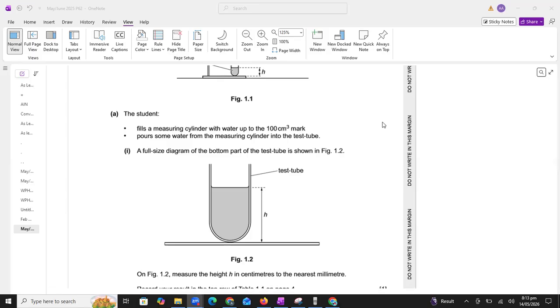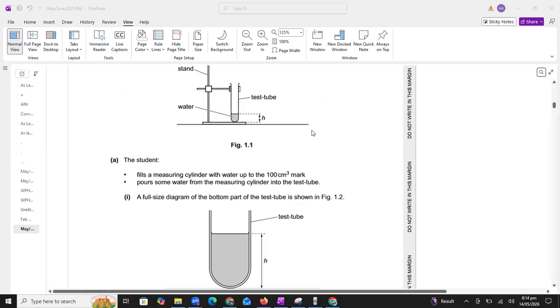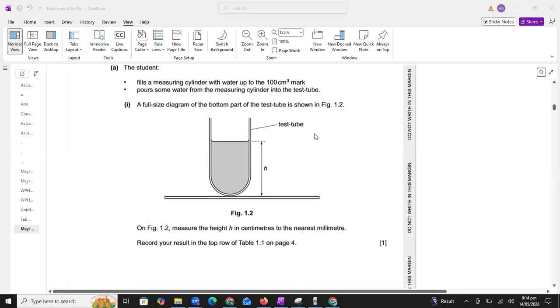Now in part A, they are saying the student fills a measuring cylinder with water up to 100 cm³. Basically, the student is using the measuring cylinder to measure the volume of water up to 100 cm³. Then pour some water from the measuring cylinder into the test tube. So basically, we are pouring an amount of water from the measuring cylinder into the test tube.